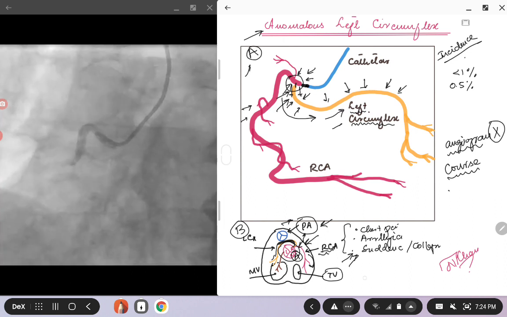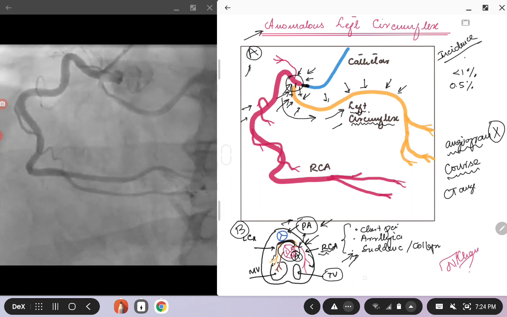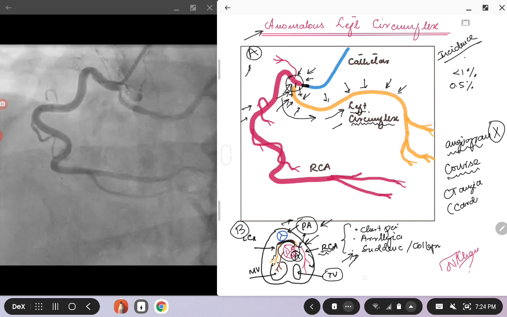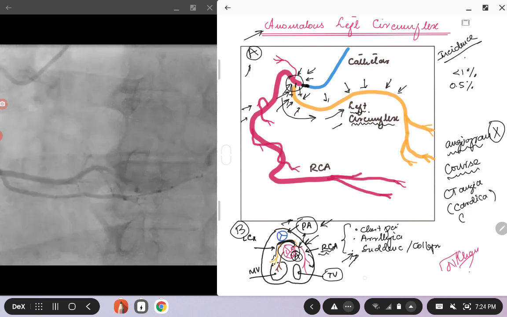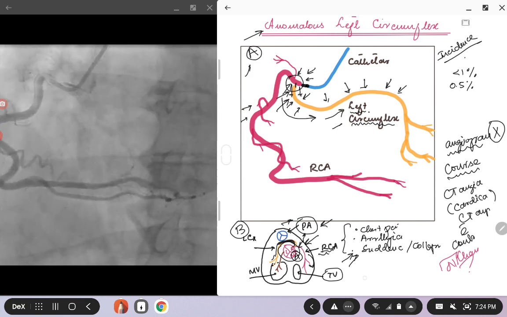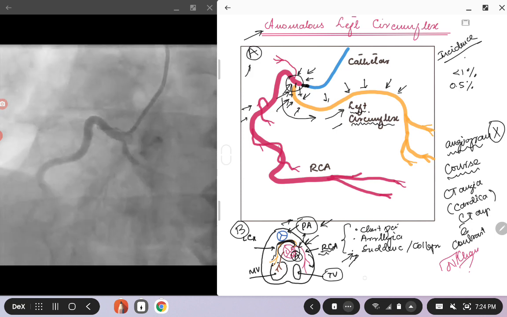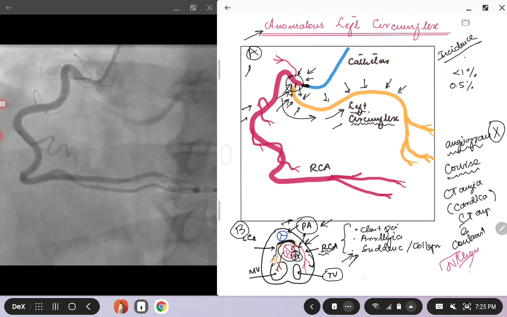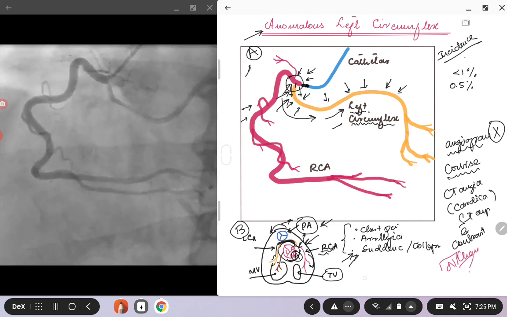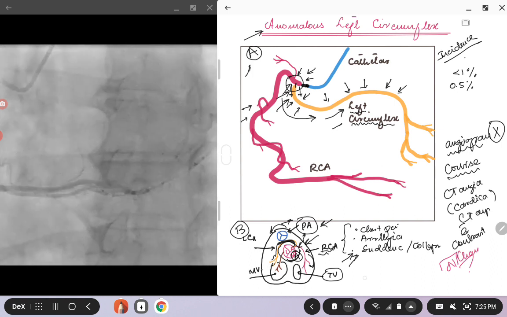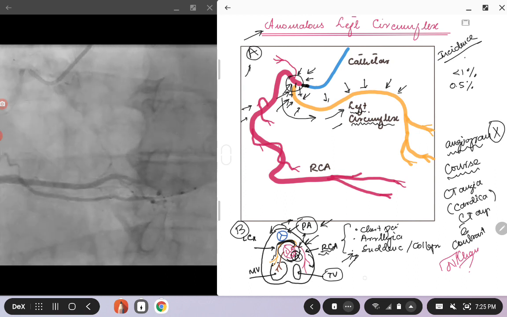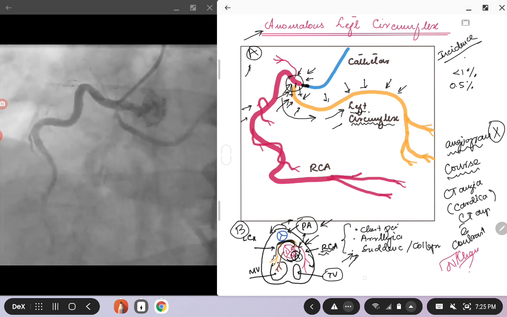And in these cases, you will have to do a CT angio, what we call a cardiac gated CT angio with contrast. And that will tell you if that left circumflex is going in front of the aorta, behind the pulmonary artery, or in between the great arteries, and if it is significantly leading to the patient's symptoms.